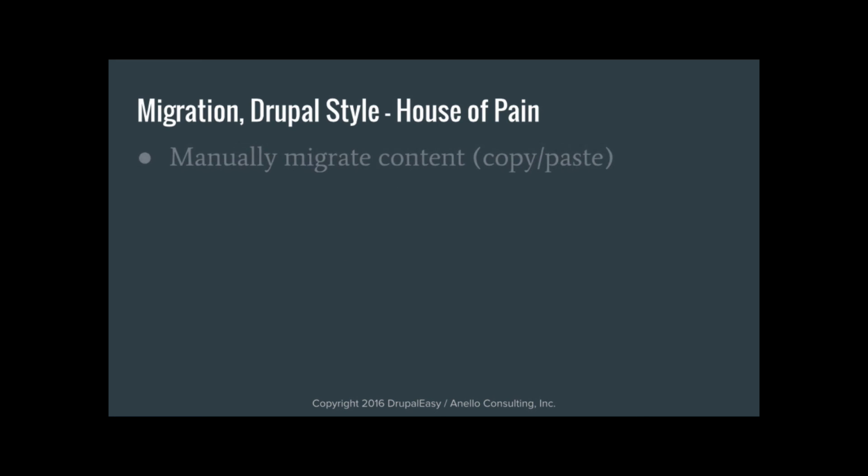Okay, so House of Pain: manually migrate content. If you have a big site with a lot of content, it's a lot of pain. But realistically, if you have a small site, and I'm talking maybe on the order of 100, 200 nodes or less, assuming your site is primarily content, this is sometimes actually a reasonable and cost-effective way to go. And this basically means opening up your Drupal 6 or 7 site, or earlier, opening up your Drupal 8 site, looking at a piece of content here, deciding if you want it over in Drupal 8, and manually copying and pasting.